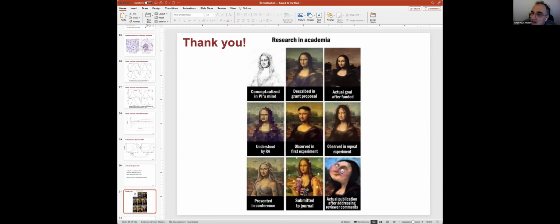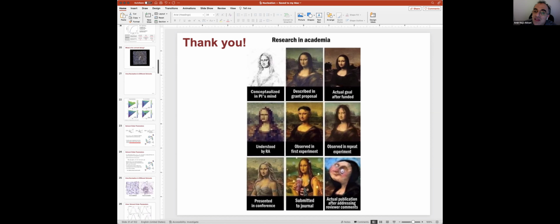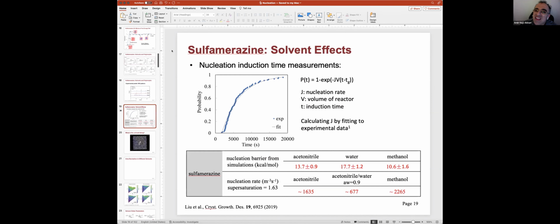Before people ask any questions, I was a bit fascinated by the comparison that you showed between nucleation barriers coming from simulations versus experimental rates. It looks like the difference between the experimental barriers, as you would infer from these rates, is much smaller, right?